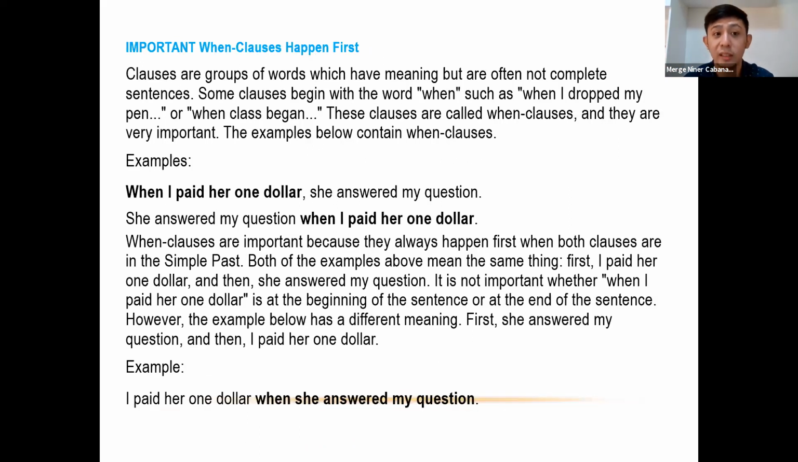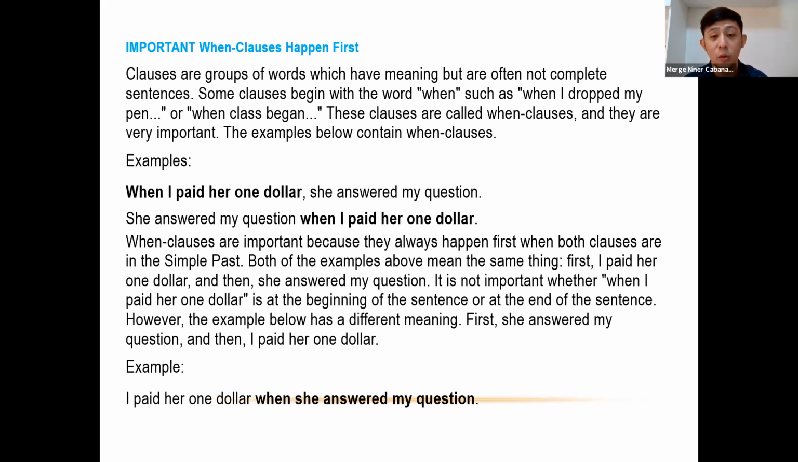All right. Important: when clauses happen first. Clauses are a group of words which have meaning but are often not complete. Some clauses begin with the word when, such as when I dropped my pen or when classes began. These clauses are called when clauses, and they are very important.